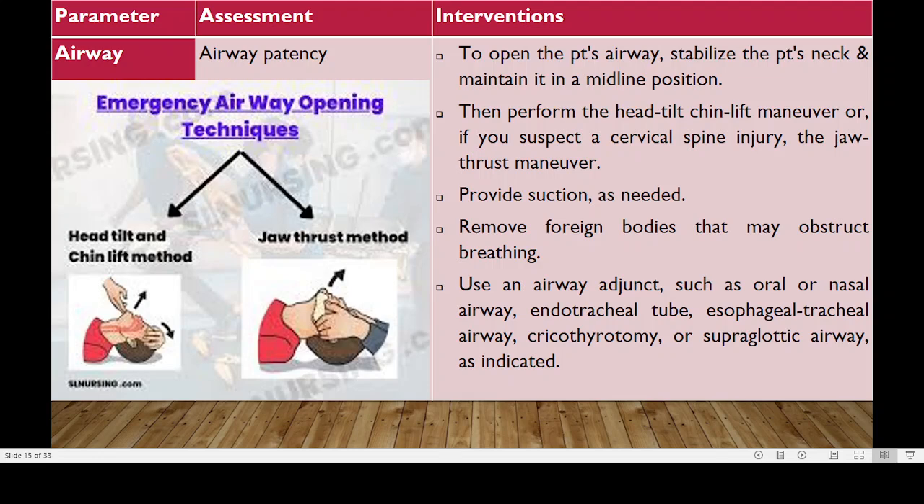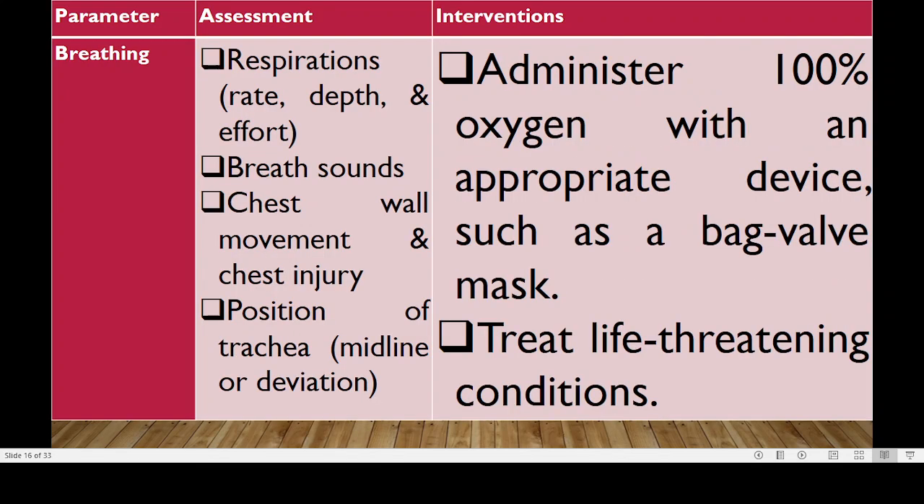In more advanced cases, we'll use the endotracheal tube or the esophageal tracheal airway. We can also perform cricothyrotomy or the supraglottic airway as indicated. Notice in our diagram on our left, the head tilt chin lift maneuver and the jaw thrust method of opening the airway.